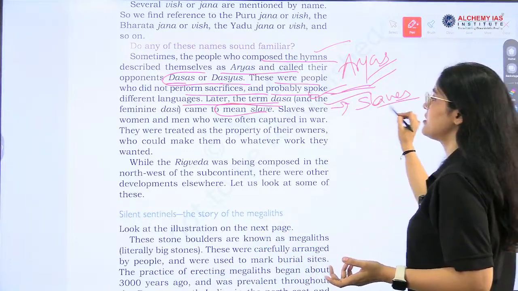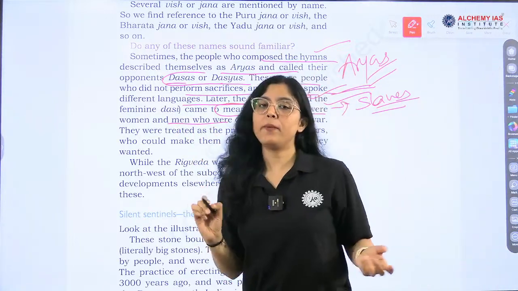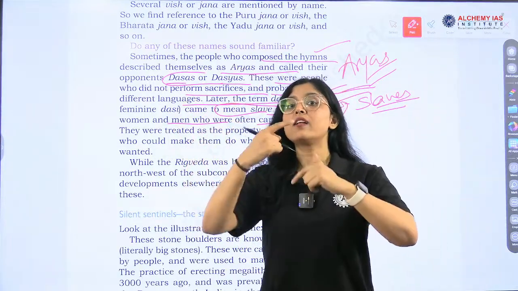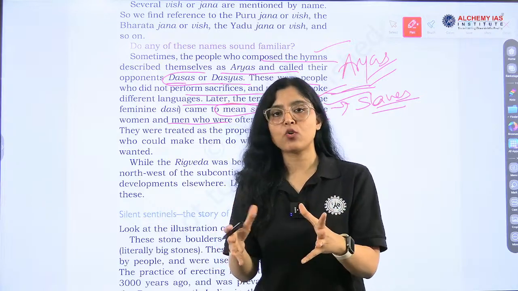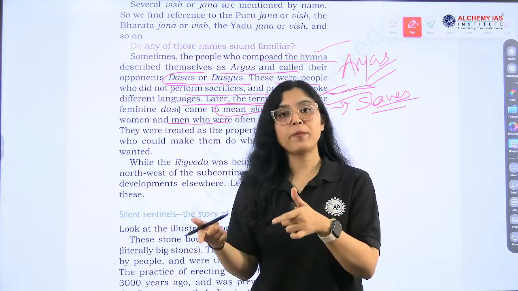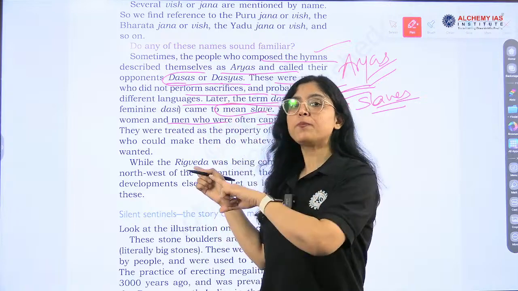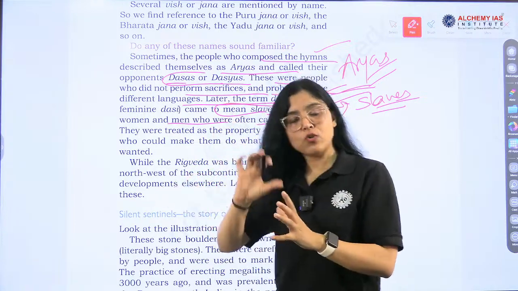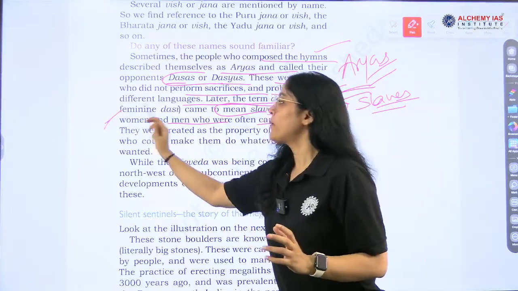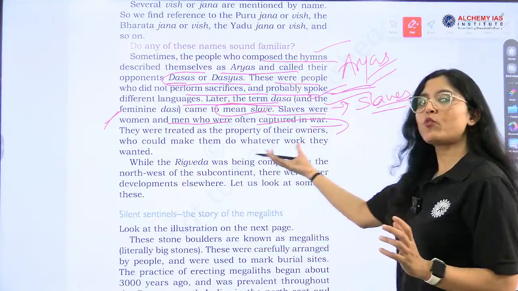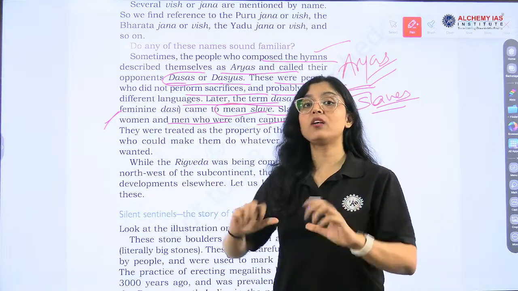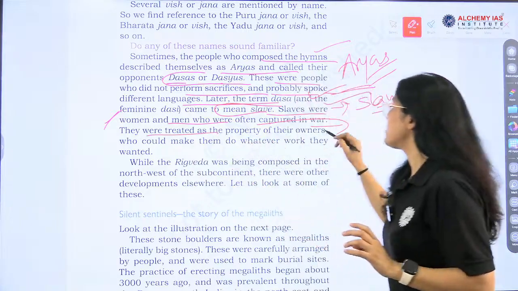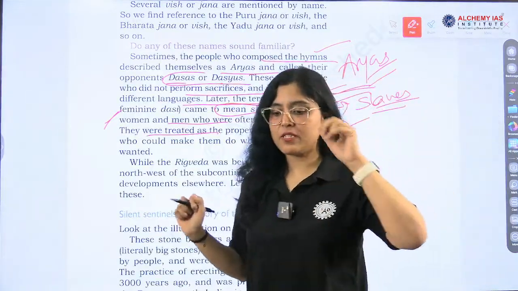Dasas, slaves. Slaves were women and men who were often captured in war. So, we saw that Rajas were fighting for people also, for pastures also, land for pastures and for people also. Now also we have people who are prisoners of war. These were the people who were captured in war and now they were doing the work for the owner. They were treated as the property of their owners, but there is a difference, right.